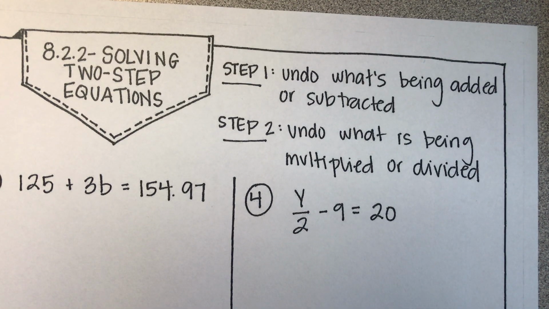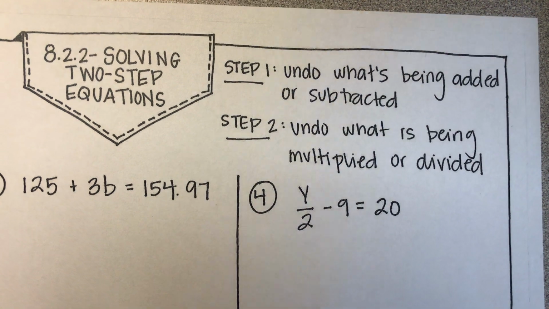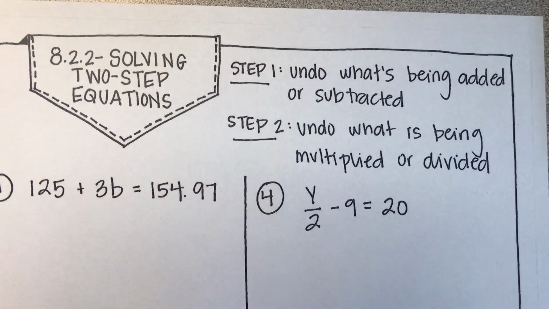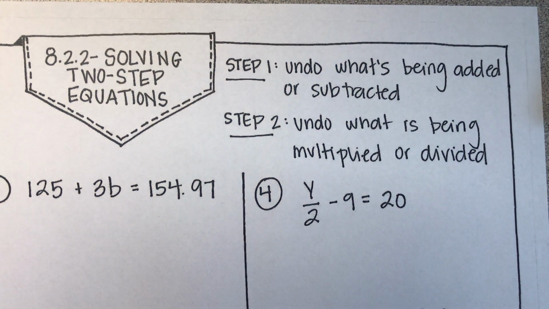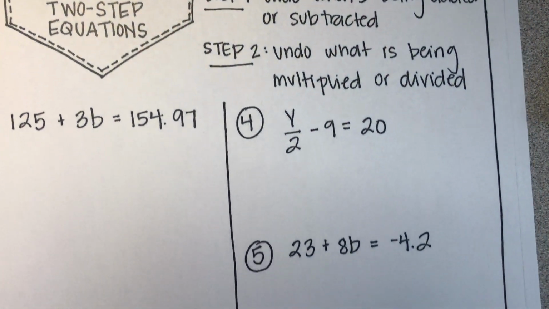Today we're going to talk about solving two-step equations. If you look right up here, I've written out the exact order and the two steps that we're going to do. Step one is always to undo whatever is being added to or subtracted from the variable. Step two is to undo whatever is being multiplied or divided to or by the variable.